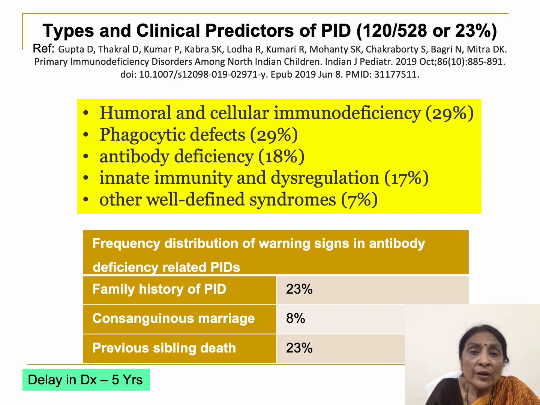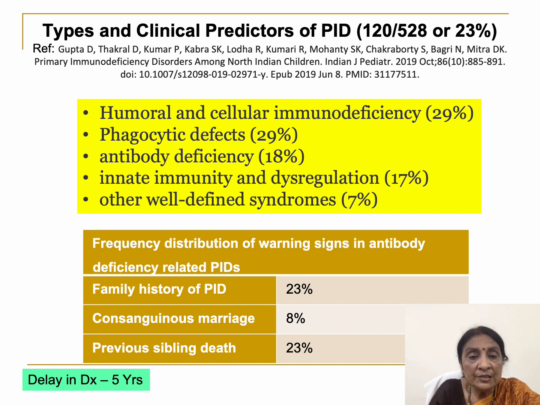Out of 528 suspected cases based on those 10 symptoms which I told you, 120 had proven PID, which is 23%. Humoral and cellular immune deficiency was present in 92%, phagocytic defect in 29%, antibody deficiency in 18%, innate immunity and dysregulation 17%, and other well-defined syndromes in 7%.